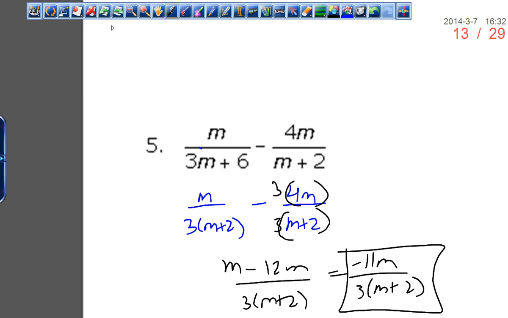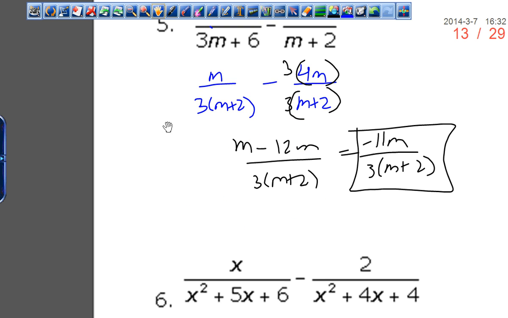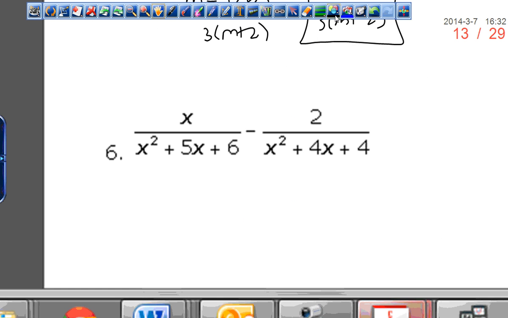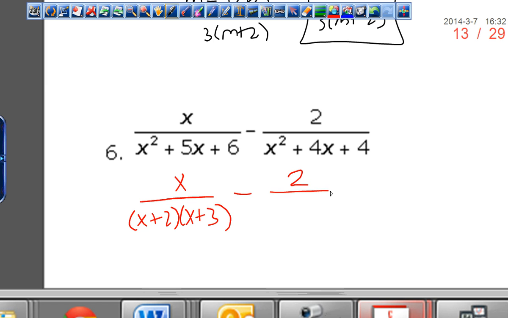Alright, so all this is really just a review of yesterday's stuff. Just being able to find a common denominator and then fill out what's missing. So number 6, now we're factoring. If you're struggling with factoring, come on in for tutoring, or go watch my factoring video, or go watch someone else's factoring video, do whatever you gotta do.